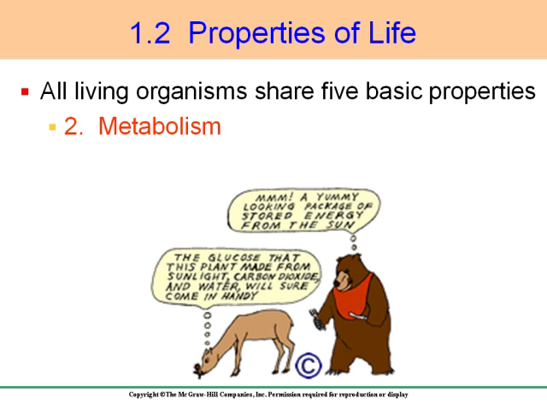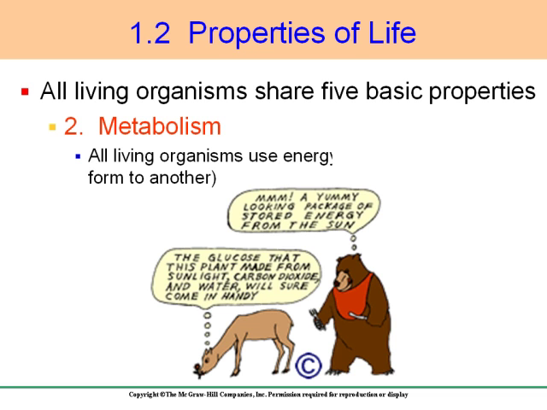The second property that all living organisms share is called metabolism. This is where all living organisms use energy and transfer it from one form to another. And energy powers the bodies of all organisms. If you look at this cartoon, you see this sweet little deer looking at this little flower. And the deer is thinking to itself, the glucose that this plant made from sunlight, carbon dioxide, and water will sure come in handy. It's obviously going to eat this form of food, and from it it will derive energy. And at the same time, the bear is behind it thinking, a yummy looking package of stored energy from the sun.